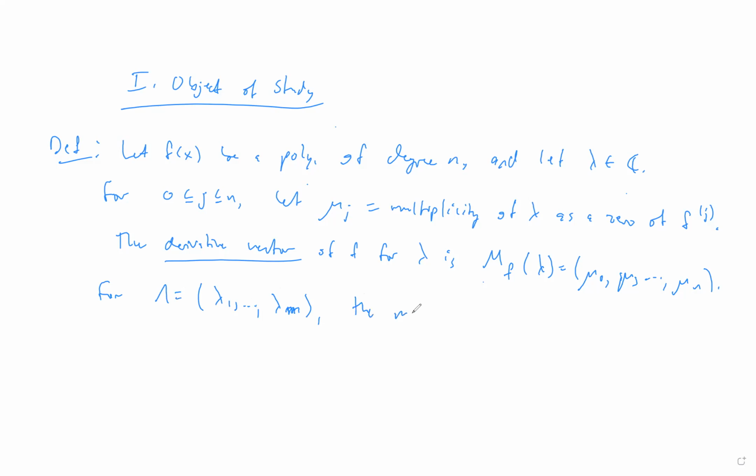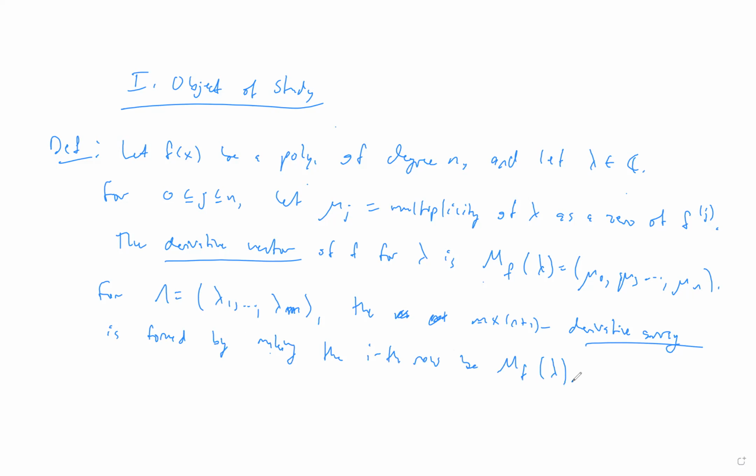So the m by n plus 1 derivative array is formed by making the ith row be m_f(lambda_i). Okay, so this is the definition. Let me, you mean lambda i, I assume? Yes, thank you, lambda i. I'm just proofreading a paper of mine, so I'm very precise. Normally I'm not. Yeah, thank you.